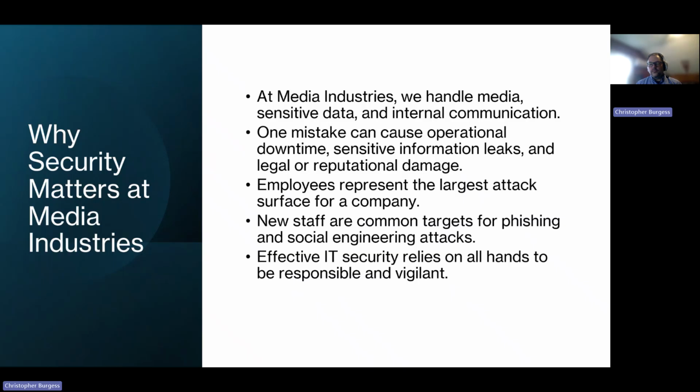It is important for all employees in Media Industries to understand their roles when it comes to email security. For starters, everyone here is a potential target. Cybercriminals use tactics like phishing attacks and social engineering to trick their targets and access Media Industries sensitive information. As I already mentioned, the use of sensitive information is a daily component to the Media Industries operations. One mistake can lead to operational delays, information leaks, and the company can also face regulatory consequences.